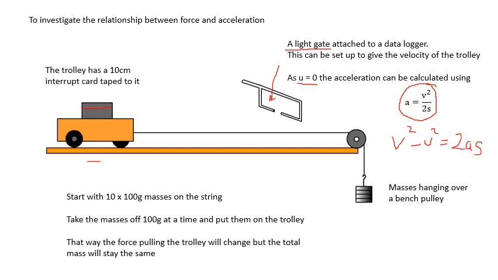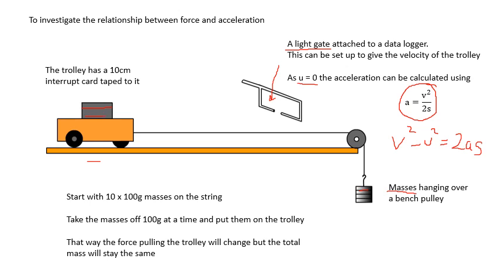So what we can do is change the force by changing the masses that were hanging on the bench pulley. If you're changing the force, you have to keep the mass the same. Now the total mass, so a little trick is if you take masses off there, you've got to put them on the trolley. Otherwise the total mass will change.